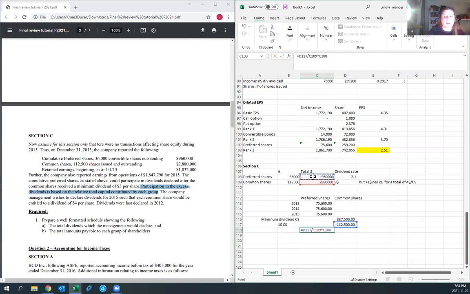So let's find the amount of dividends for the preferred shares. And that gives us $37,500. The $1 is there because management wants each common share to be entitled to a dividend of $4 per share. We know already that the common shareholders get a minimum dividend of $3 per share. So how much is missing to get the $4? It's $1.